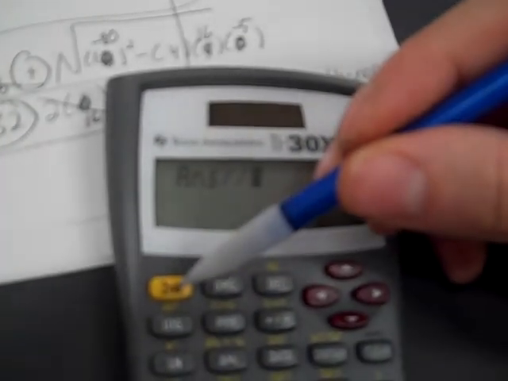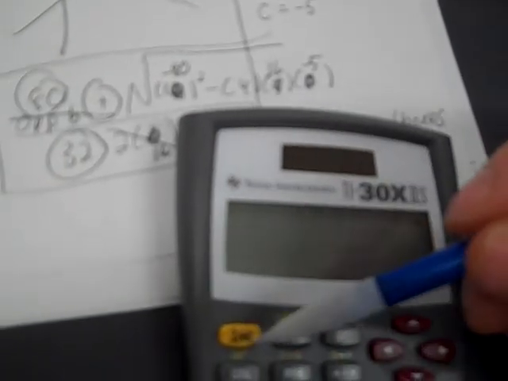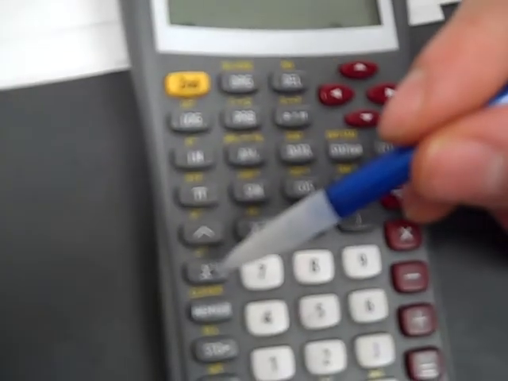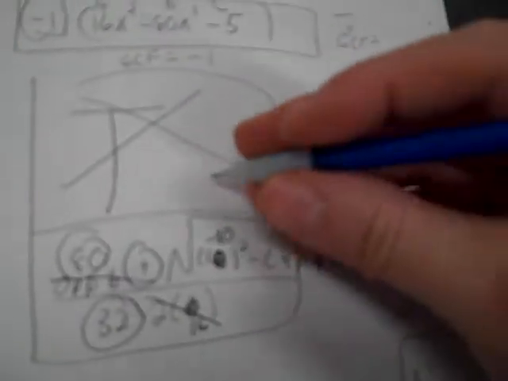Okay, so remember how we do that. Second, that's like hitting the shift key on a keyboard. Square root here, parentheses, negative 80, second power, minus 4 times 16 times negative 5. I got 81.9897, okay?